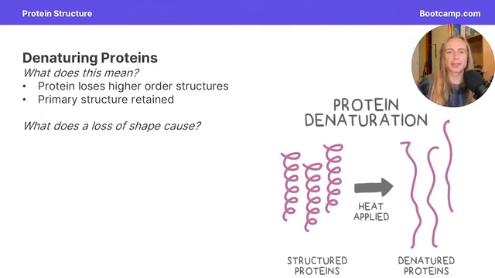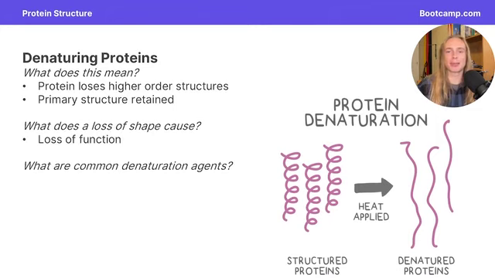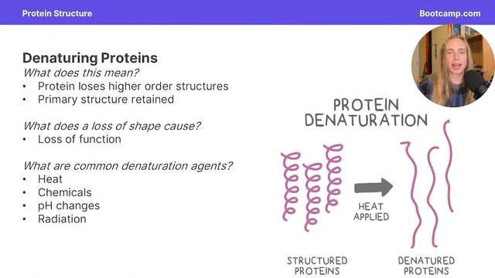So what does a loss of shape cause for a protein? And great, so hopefully remember the example of hemoglobin where its function is really specific to its shape. If a protein loses its shape, it's also going to lose its function. I've already given you a freebie over here that heat is something that we use to denature proteins, but can you think of any other examples or things that might denature a protein? And great, so temperature and pH changes, chemicals, and radiation are all things that could possibly cause a protein to lose its structure.